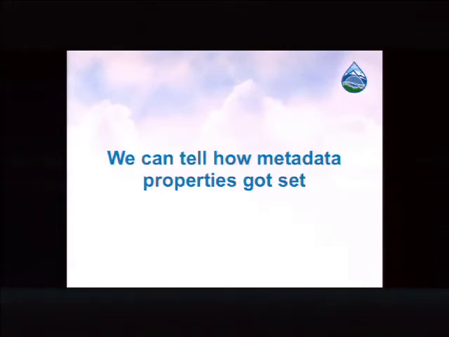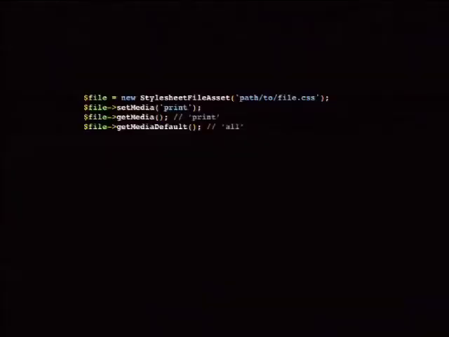Now, as I said before, since this is having to do with the opacity issue, I don't know how a value got set. In the new system, we can actually tell the difference between a default value versus a value that the code creating the asset actually set. So we make this new file asset, path to file.css, and then if we explicitly call set media on it and say print, then when some other code somewhere else calls get media on it, it will get back print. But if it calls get media default, then it will probably get back all, assuming that that's the default.